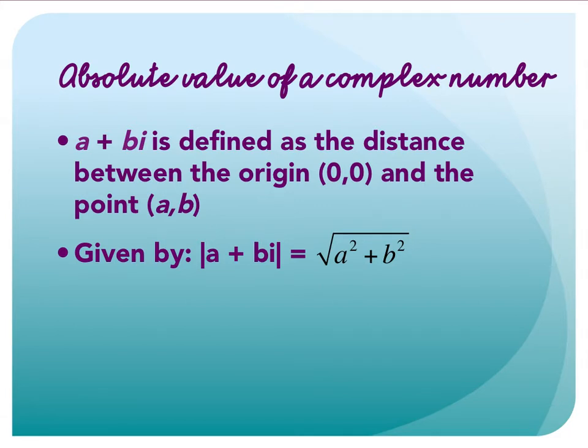So it is defined as the distance between the origin and that point, but we're not drawing a line there. We're finding just the absolute value, square root of a squared plus b squared. A is the number that doesn't have the i, b is the number that does have the i.